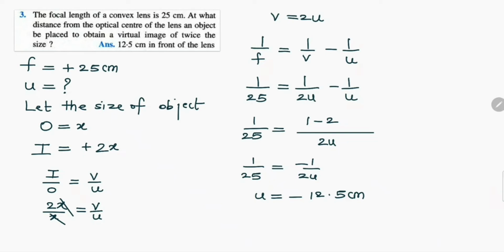What is the meaning of minus 12.5? That the object is placed in front of the lens, 12.5 centimeters in front of the lens.